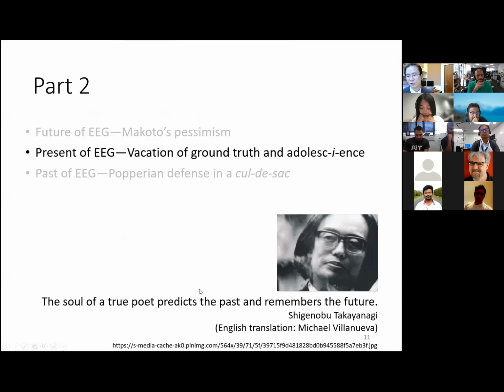And this is my favorite quote from one of the Japanese poets. The soul of a true poet predicts the past and remembers the future. And I didn't understand, although I found it interesting, what he means by this. But later I will show you one example of this strange paradox.